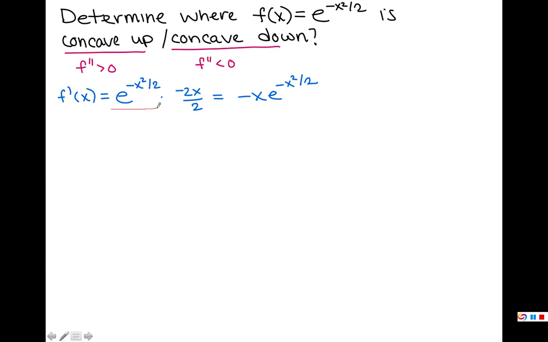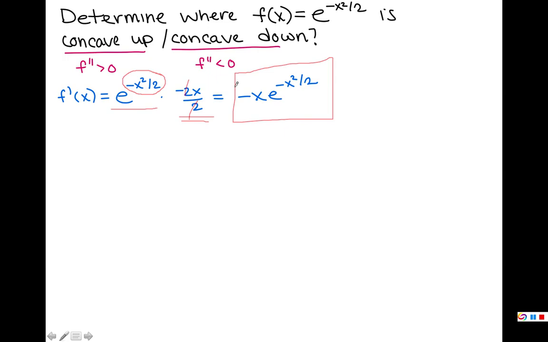My derivative is e to the negative x squared over 2. And then here's the chain rule part. We have to multiply by the derivative of the inside. And with these exponentials, the inside is always the exponent. And so the derivative of the exponent is right here, negative 2x over 2. And then I just canceled those 2's out, put the x in front. And so that's how I got my first derivative, negative x e to the negative x squared over 2. All right, so there's my first derivative.